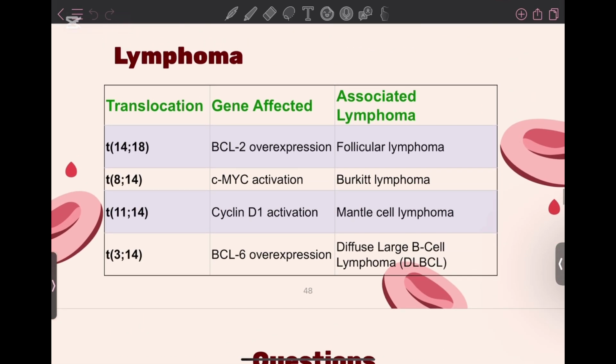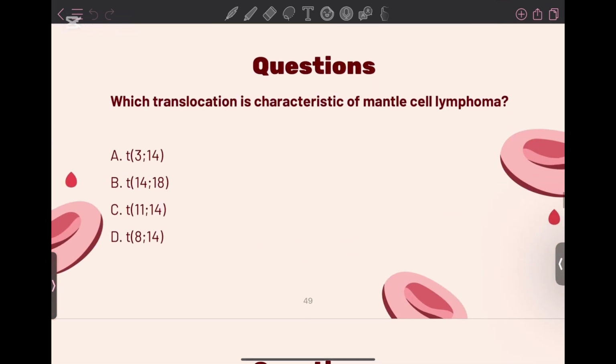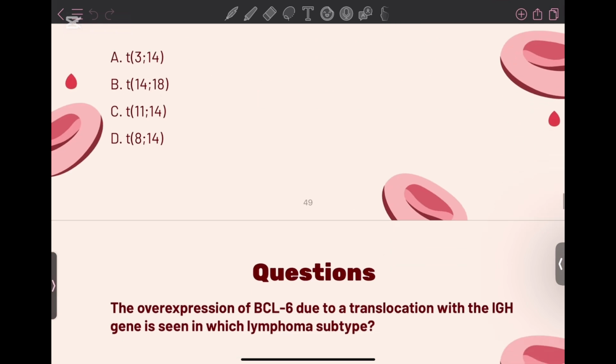Now, coming to the last important slide, it's basically the different translocations that occur in different types of lymphoma, which is very important for you guys to know. You have to know the translocation, the affected gene, and the associated type of lymphoma. And those are the questions that you could use for practice.